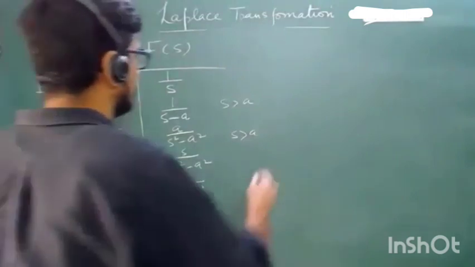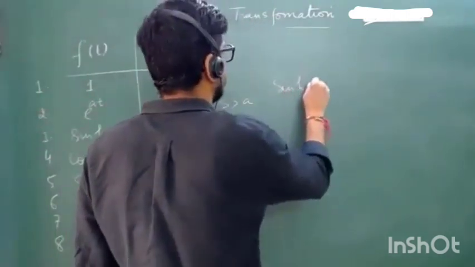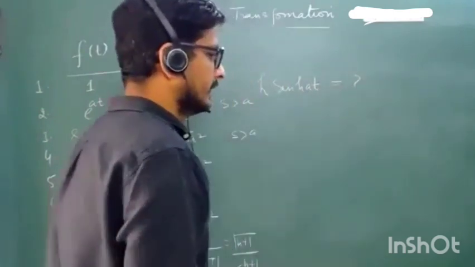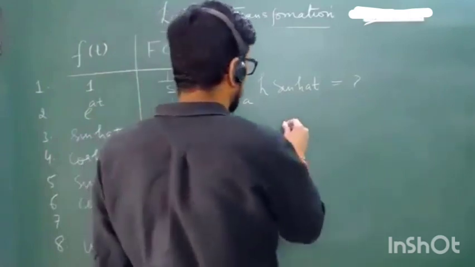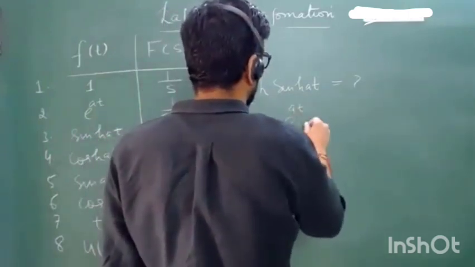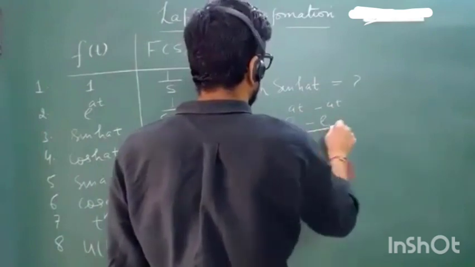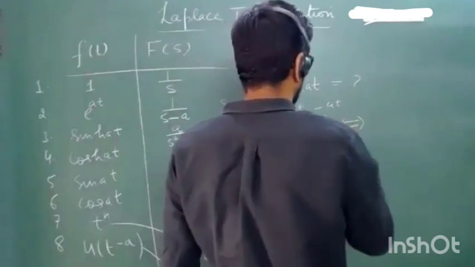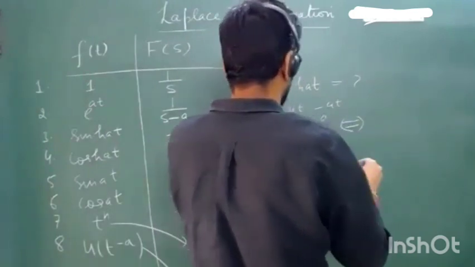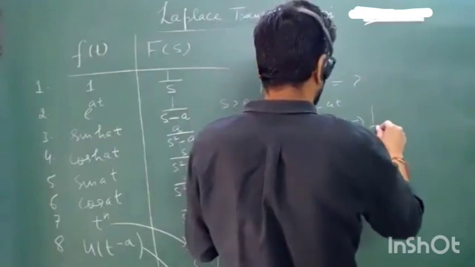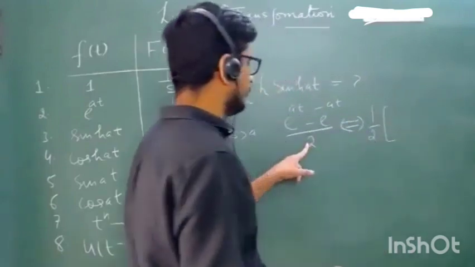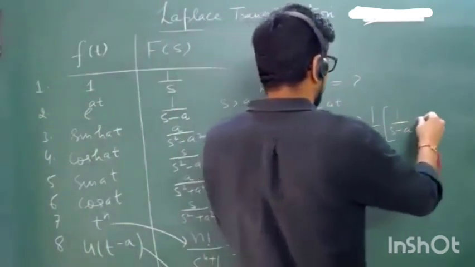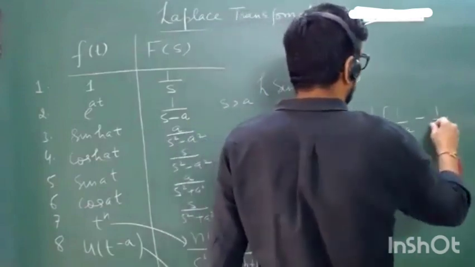So like suppose you want sine hyperbolic Laplace. So it is very easy, because just you write e to the power at minus e to the power minus at by 2. यही तो है. Yes, sir. And what will be Laplace of this? Laplace of this will be 1 by 2, e to the power at is 1 upon s minus a, minus e to the power minus at will become 1 upon s plus a.